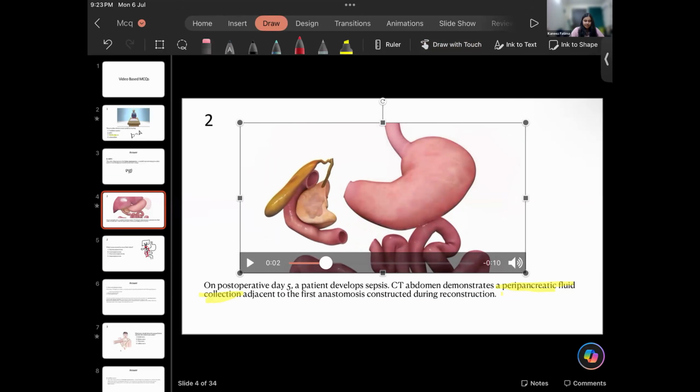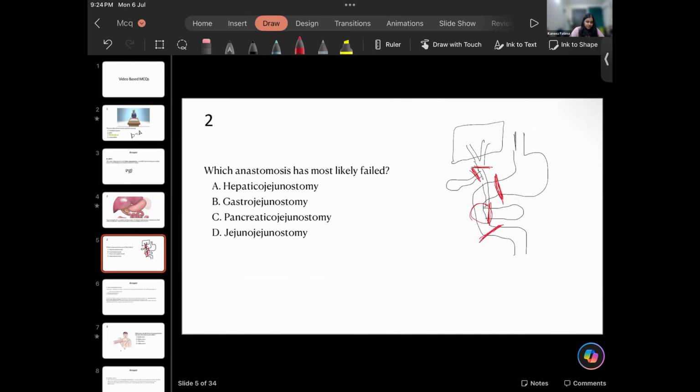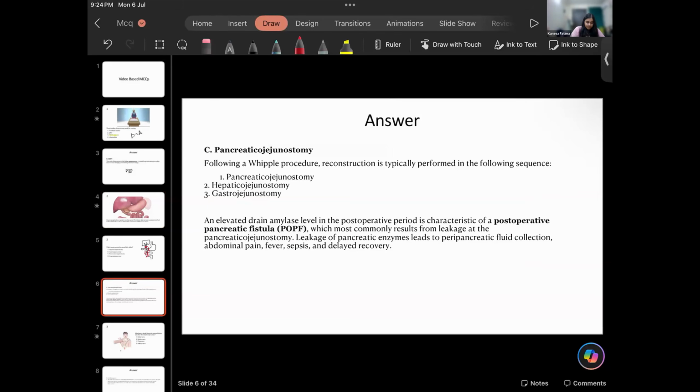So we can see here it is a resection. The head of the pancreas is resected. The gallbladder is removed. Then the pylorus is resected and the jejunum is also resected. And then it is reconstructed. So the first anastomosis, which is done in the Whipple's procedure, is a pancreatico-jejunostomy. The remaining part of the pancreas and the jejunum is anastomosed. So it is the first anastomosis.